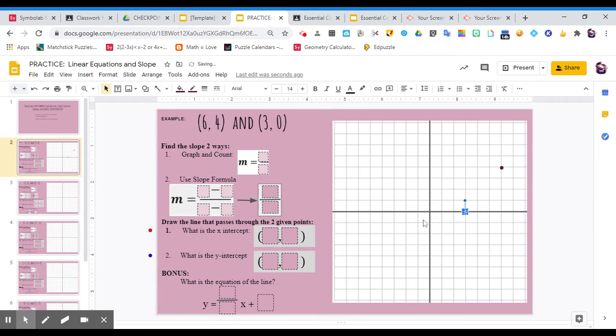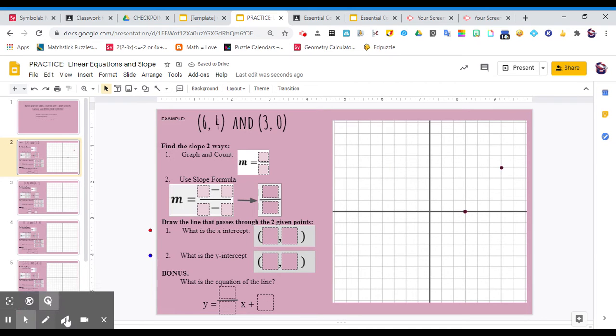All right, so now I have my 2 points on the graph. I want to count. Good morning, ladies and gentlemen. It is Tuesday all day long.